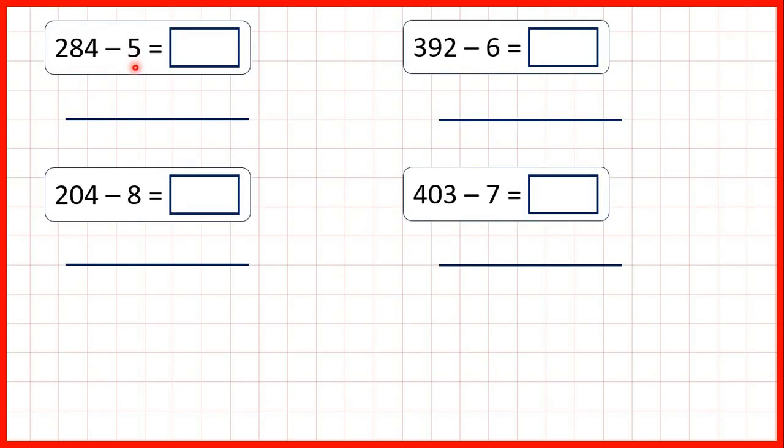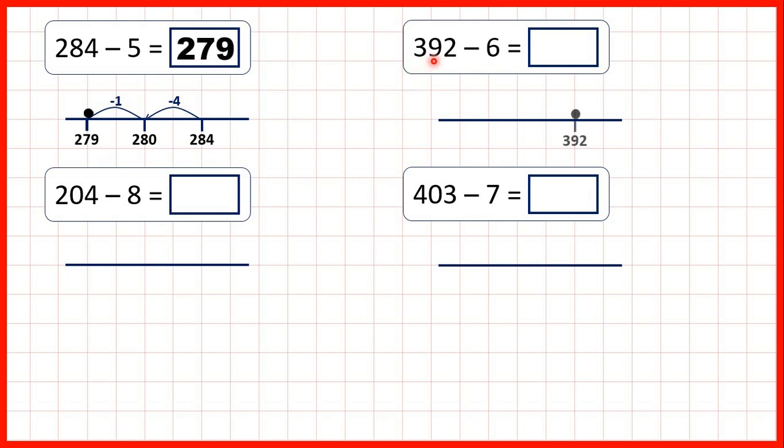Now, we need to subtract a single-digit number from a three-digit number, and we can do that on a number line by bridging. So first subtracting our ones from our number and then subtracting the rest. So for this first question, we have 284 minus 5. Starting with 284, if we subtract 4, we get to 280, but then because we want to subtract 5 altogether, and we've only subtracted 4, we need to subtract another 1. So that gives us 279 as our answer.